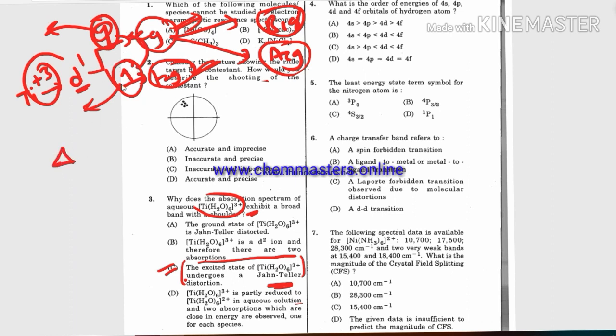is no sign change you can observe. Plus half, it is just moving as plus half, that's why delta S is equal to 0. So due to the spin selection rule and Jahn-Teller distortion in the excited state of the given titanium plus 3 aqueous complex, it is showing a broad band with a shoulder. And we can also observe vibronic coupling here in this given complex.